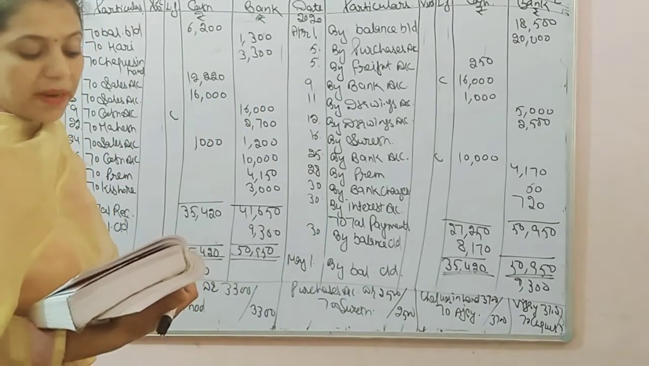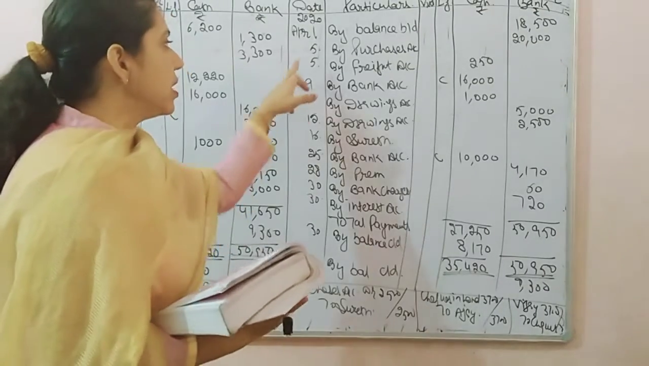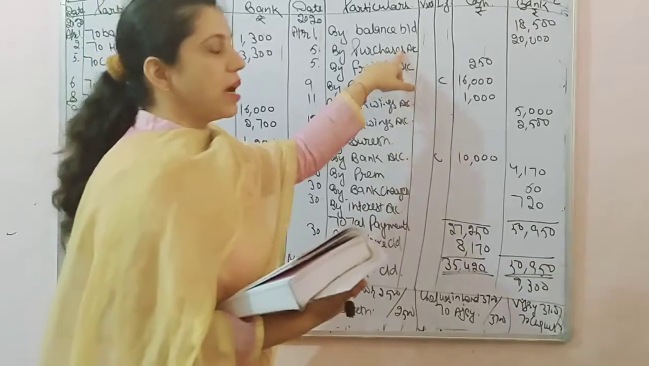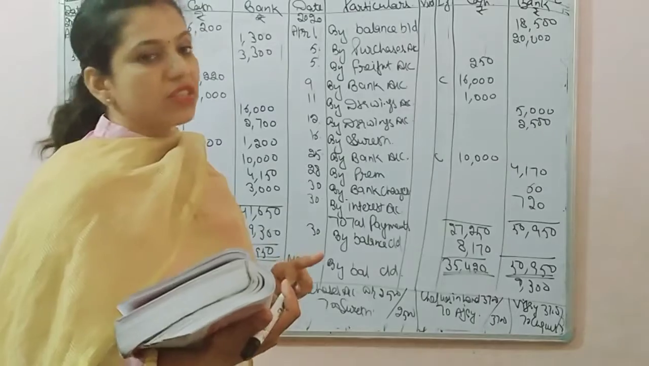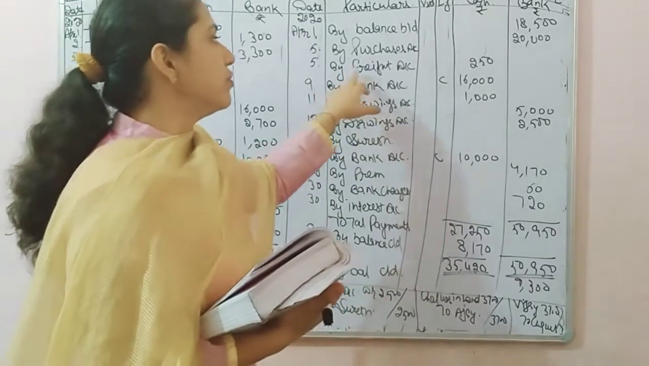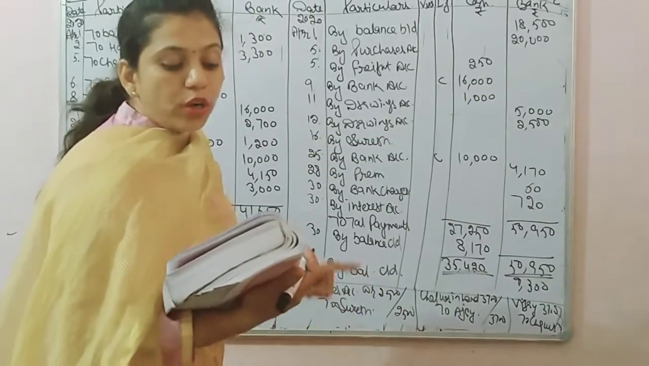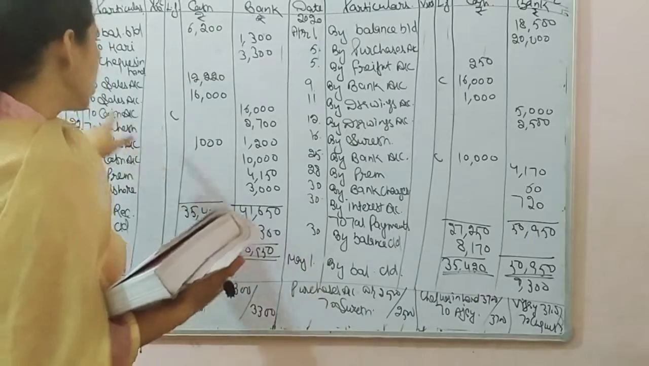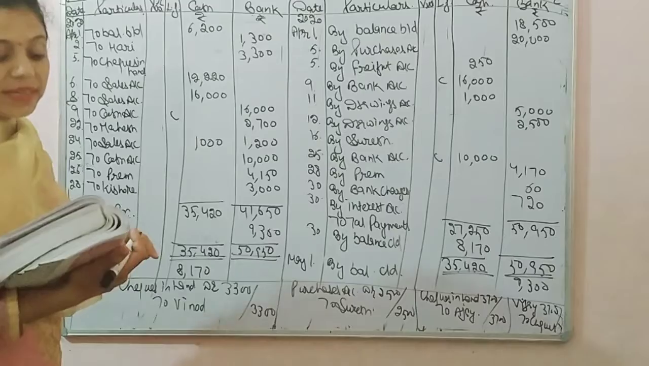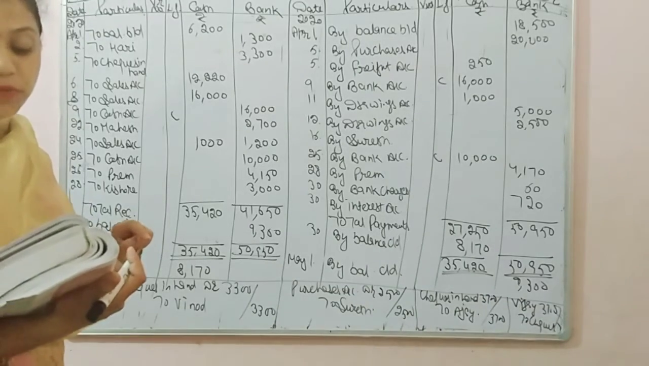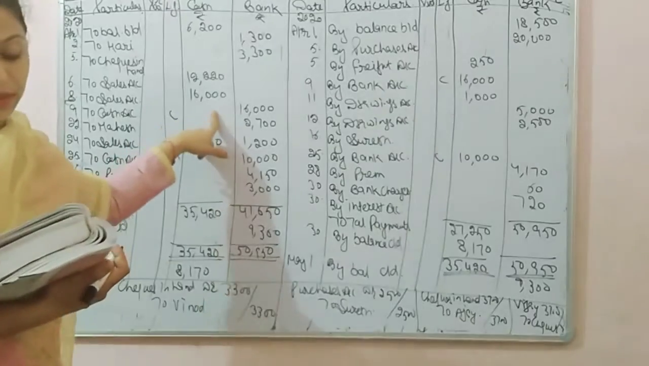Next is purchased goods and paid by check. That means your bank balance is decreasing. So April 5 by purchases account and bank column. Including freight paid in cash. Freight is paid in cash. So on 5th by freight account, it will decrease our cash balance. Sold goods for cash April 6th. So on 6th to sales account our cash balance is increasing. Next is again on 8th sold goods for cash 16,000. So on 8th to sales account cash balance is increasing.